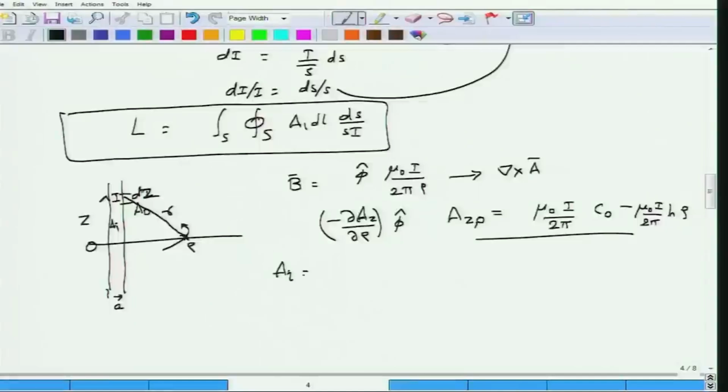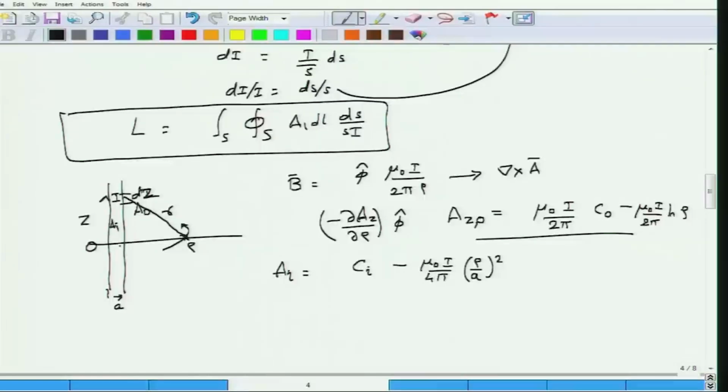Similarly, you can actually find out what is the internal A i, that is the vector potential inside the region, and this turns out to be some constant Ci minus mu 0 I by 4 pi times rho by a, whole square.